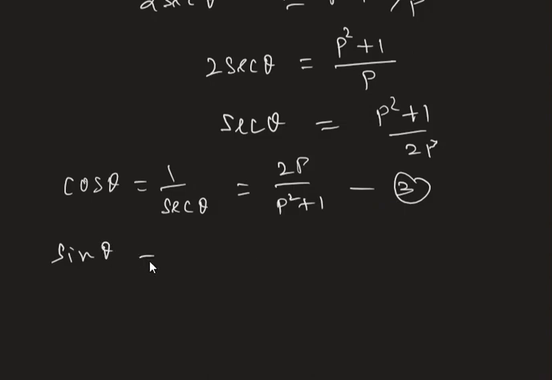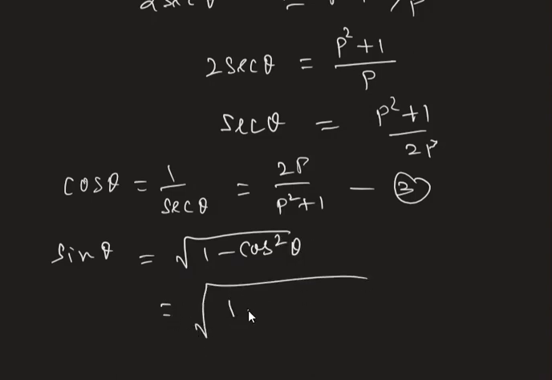Sine theta is equal to the whole square root of 1 minus cos squared theta. Therefore, the whole square root of 1 minus, instead of cos you can put this one, is it not? So 2p divided by p squared plus 1, okay, this is whole squared fully.